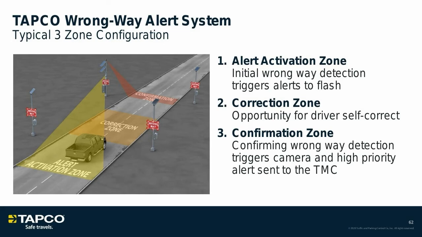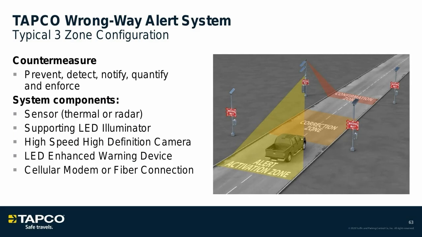Your confirmation zone is confirming the wrong way detection. It triggers the camera, triggers all the illuminators, and alerts the TMC and whoever's on that alert list, I guess, however we end up designing it. So if a vehicle reaches that confirmation point, what we're going to do is detect them. You'll have cameras that turn on, photos are starting to be taken, and also any video would be taken watching that vehicle continue up the road.